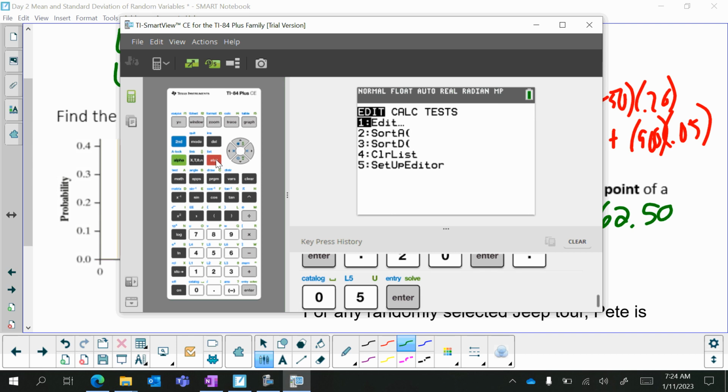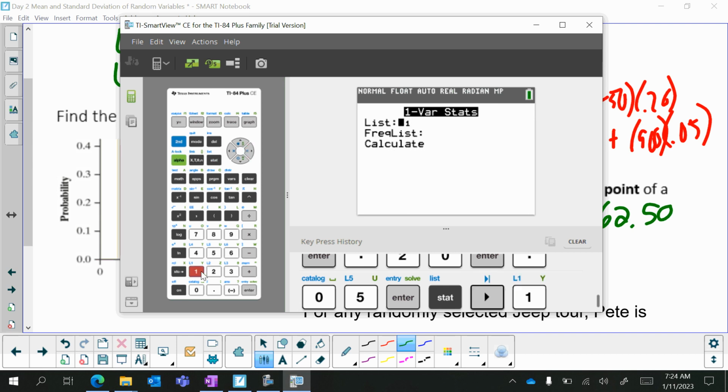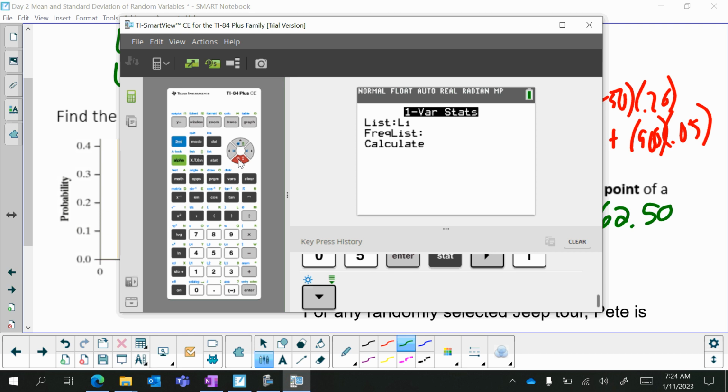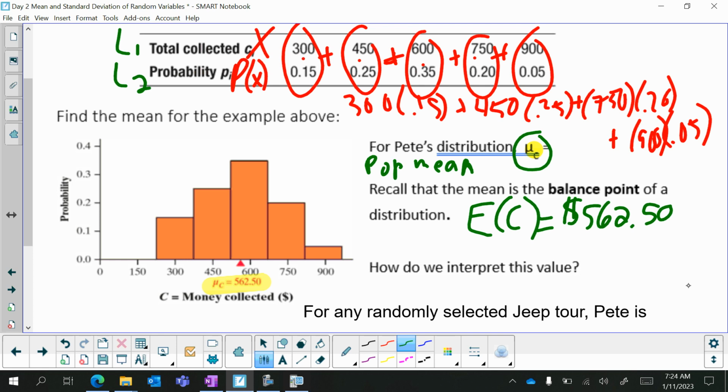We already know the answer, okay, because we did it by hand. Stat, calc, 1-Var Stats. But now where it says frequency list, you have to press L2, which is second 2, because otherwise the calculator will ignore L2 and it's just going to do L1. So hit calculate, and boom, do you see the first thing on the top is x̄ = 562.5. It doesn't actually label it mu here, it labels it x̄. All right, so there you have it.